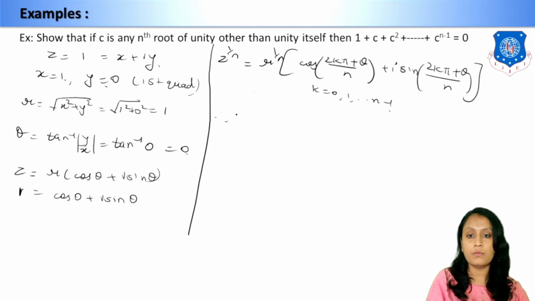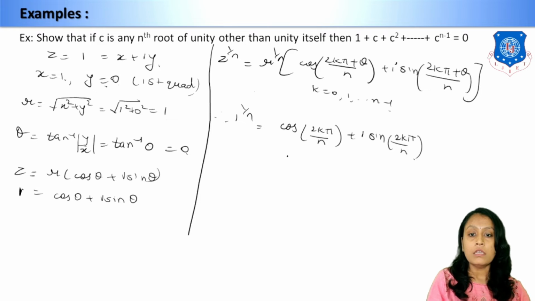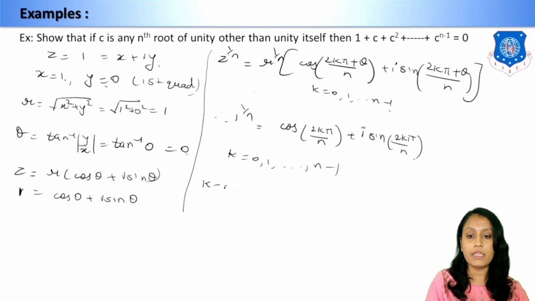Therefore, 1 raised to 1 upon n is equal to, here theta is 0, so cos 2k pi upon n plus i sin 2k pi upon n. Now the value of k is from 0, 1 up to n minus 1. Now for k is equal to 0, substitute 0. So cos 0 plus i sin 0, so you will get the answer 1. Now for k is equal to 1, what will we get?